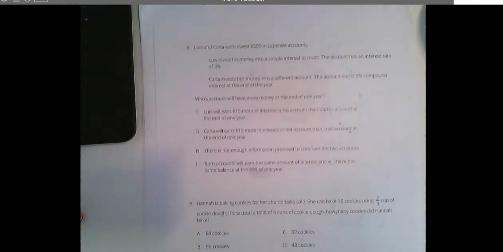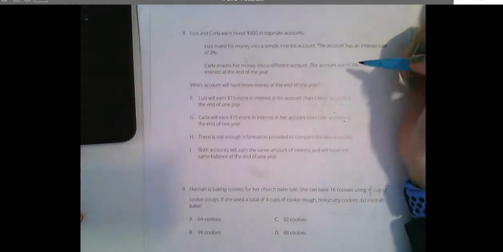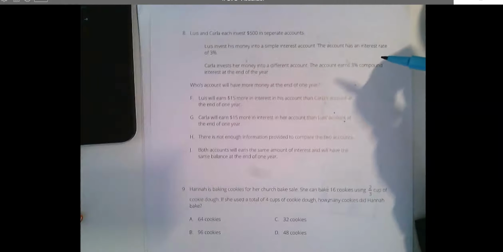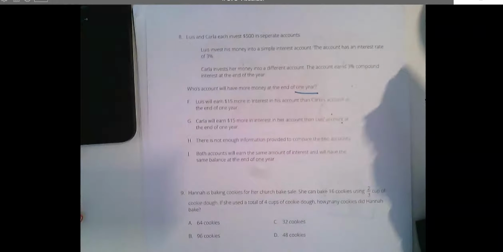Luis and Carla each invest $500 in separate accounts. Luis invests his money into a simple interest account. The account has an interest rate of 3%. Carla invests her money into a different account. The account earns 3% compound interest at the end of the year. Whose account will have more money at the end of 1 year? Okay, well, let's see.